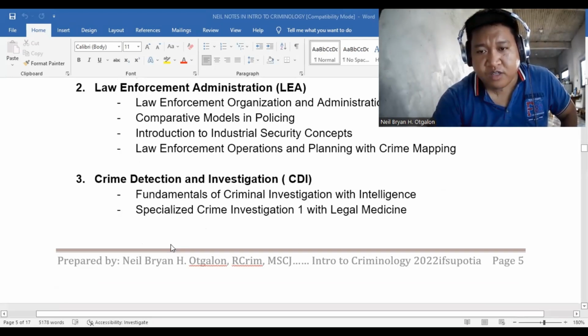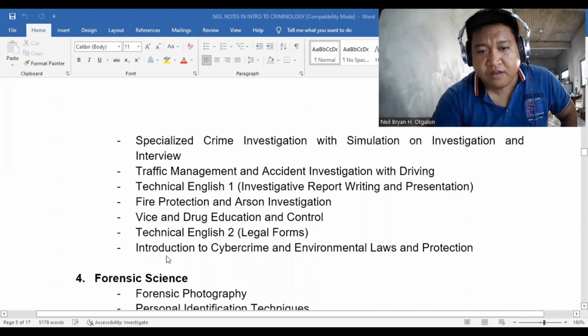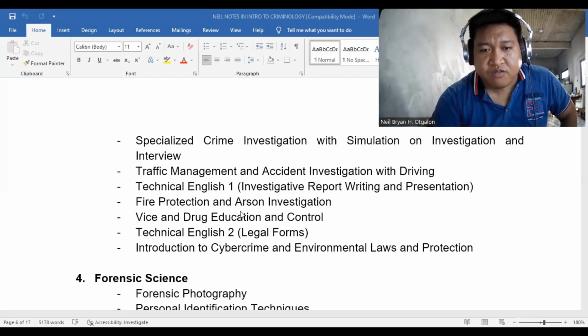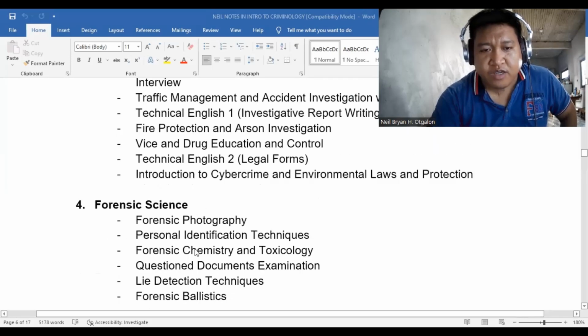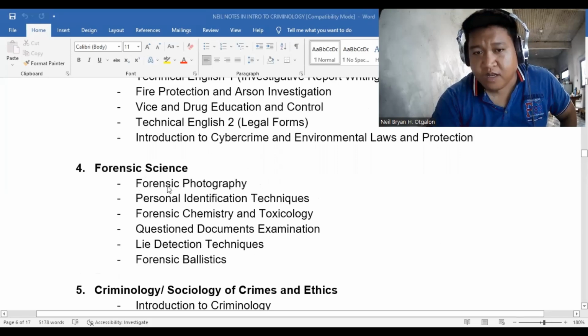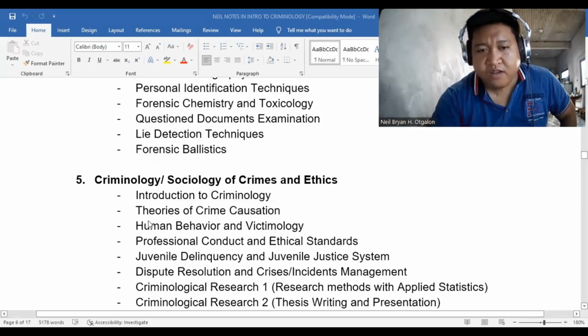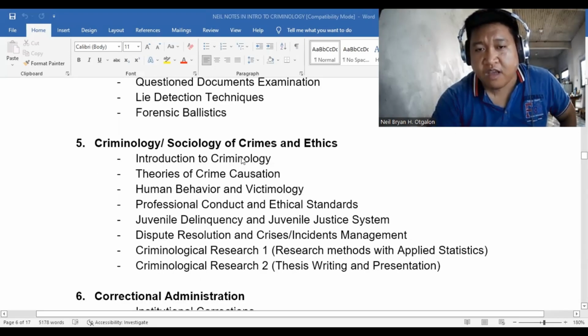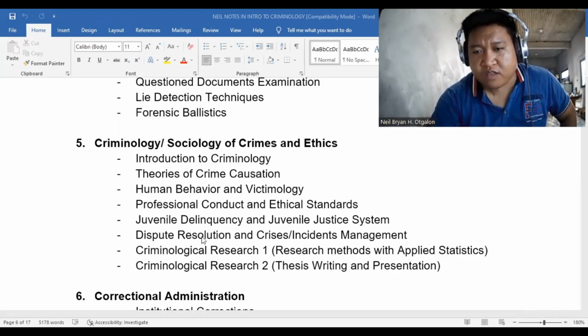Ito yung mga subject daan. Marami. Aabot ng siyam. Okay? Ito yung bago, cybercrime. Yan. Vice and drug control. Okay? Yan yung mga subject. Then also forensic science or criminalistics. There are 1, 2, 3, 4, 5, 6 subjects. Then yung criminology or sociology of crimes and ethics, ito yung subject natin, introduction to criminology. Meron pa kayong tatapusin na 1, 2, 3, 4, 5, 6. Yan. Ito yung criminological research.